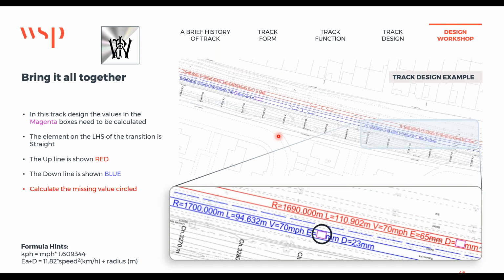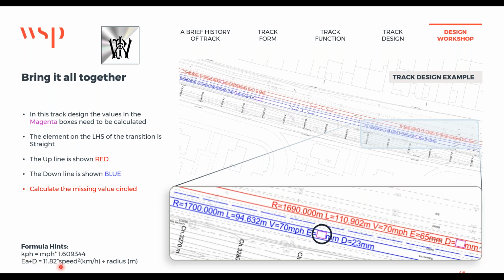Calculate the missing value circle. And here I've got a down line. We're looking for the applied cant. So we're told certain things about this. We know the radius, 1700. We know the D, 23. And we know the speed. What else do we need to know? There we go. So here's a little bit of hint. KPH is MPH times 1.609344. Oh, that number, in case anybody doesn't know, there are 1,609.344 meters in a mile.